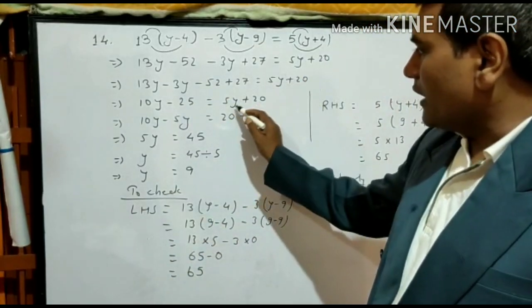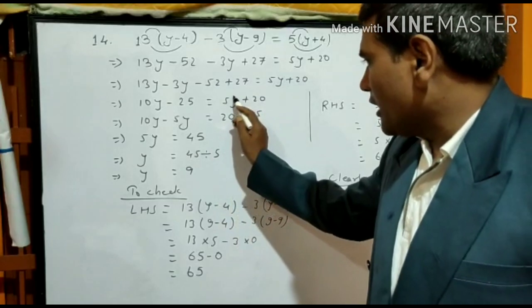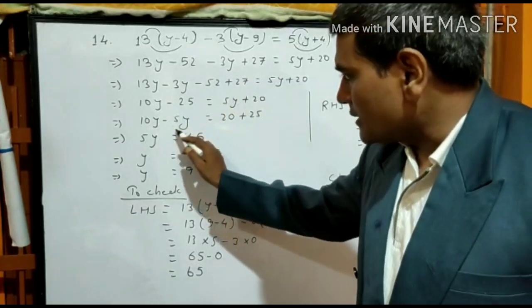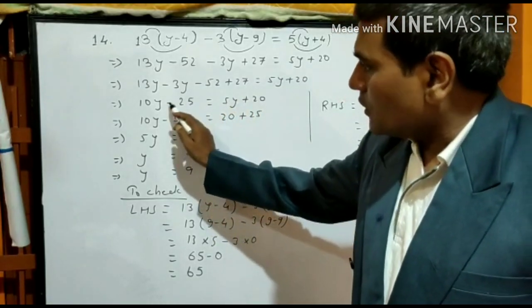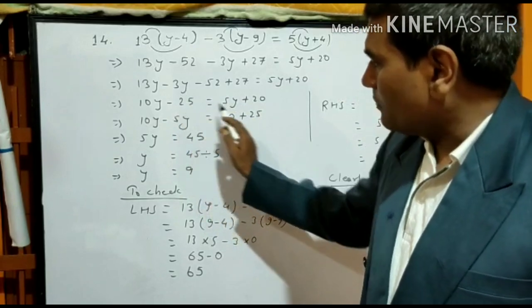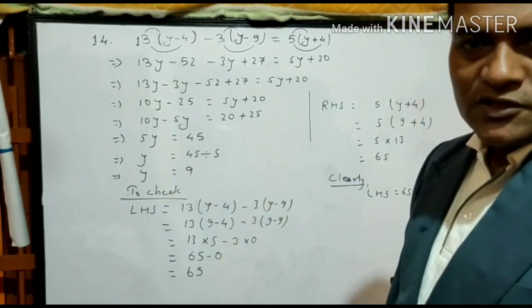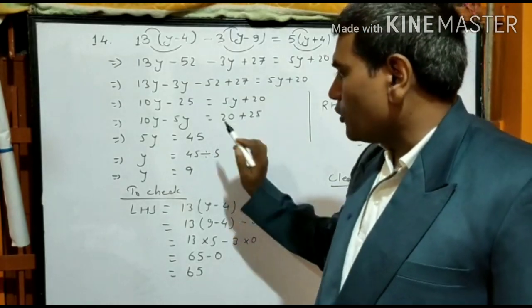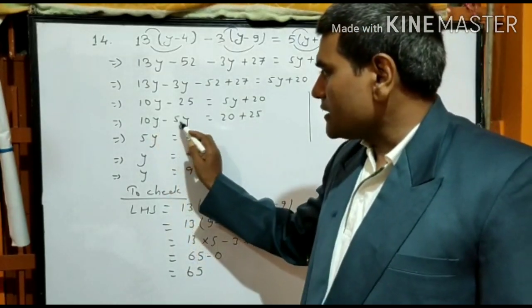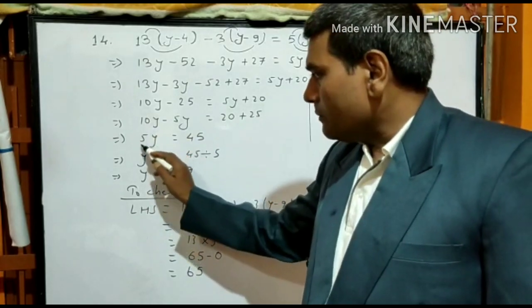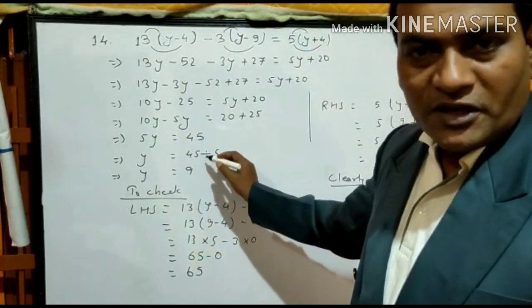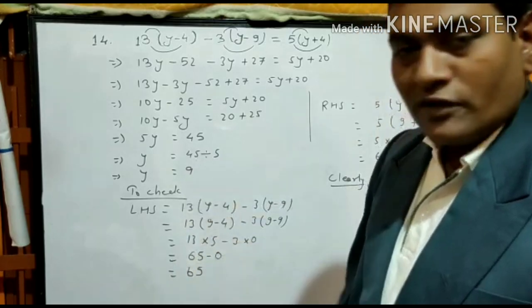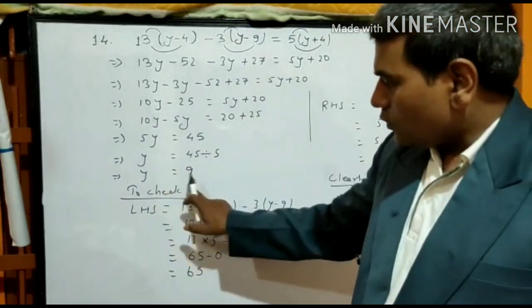In the right hand side 5y plus 20. Take 5y to the left side, it will be minus 5y. Take minus 25 to the right side, it will be plus 25. Now 20 plus 25, 45. 10y minus 5y, 5y. 5 is a multiplier, so here it will be divisor. 5 9s are 45. y equal 9.